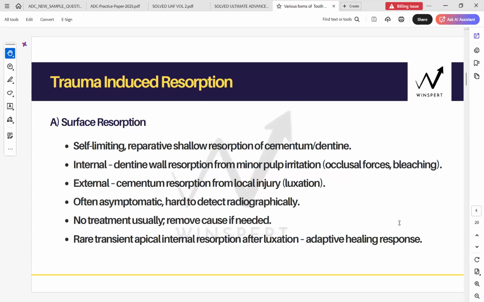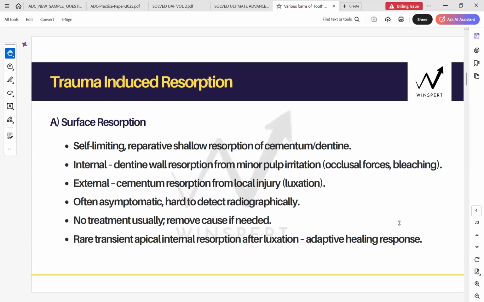Tanveer, transient apical breakdown takes place to allow for the healing process of the pulp. Is that clear, Tanveer? After your injury, sometimes there is the body's natural healing response, which is why the name itself says transient. That means again it is self-limiting. That is why it has been put under the category of surface, because all the three kinds in your surface resorption are self-limiting. Crystal clear for everyone. This first category is completed. Clear for everyone? No treatment.